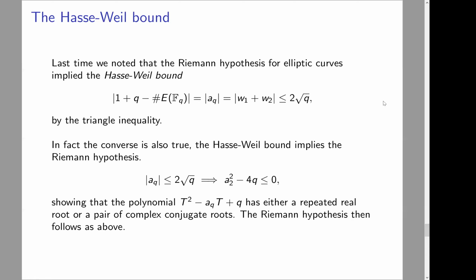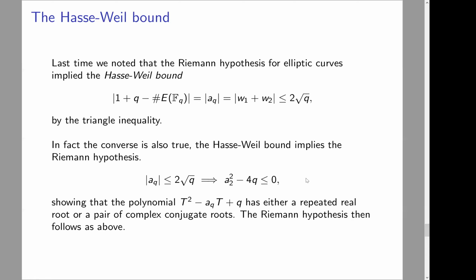The remarkable thing is that a sort of converse is true. Knowing this bound is actually enough to know the Riemann hypothesis, i.e. that each of these is size root q. Because if you know that A_q is less than or equal to 2 root q, well, similar kind of style of trick, we calculate the discriminant. Why is that a 2 there? That should be a q. Sorry, that's script A_q there. That's an odd typo.